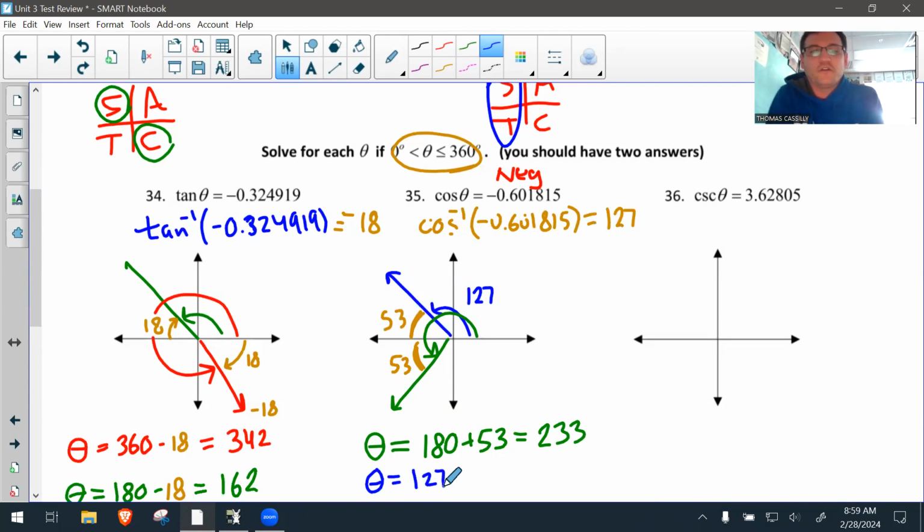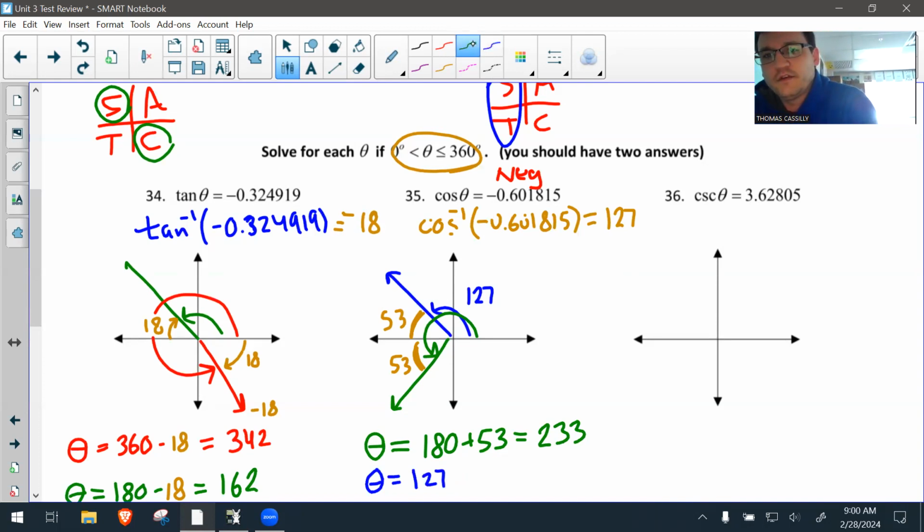We have to be careful, because sometimes when we do the inverse sine or inverse cosine, it gives us the reference angle exactly, and sometimes it gives us one of the answers. If you look at number 34, it gave us negative 18, so we said the positive version is the reference angle. But in number 35, the inverse cosine gave us one of the answers, and we had to find the reference angle. That's something we really need to be aware of.